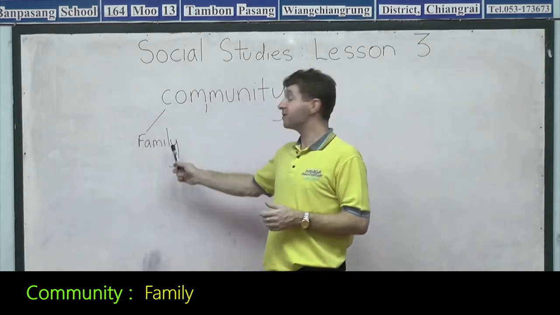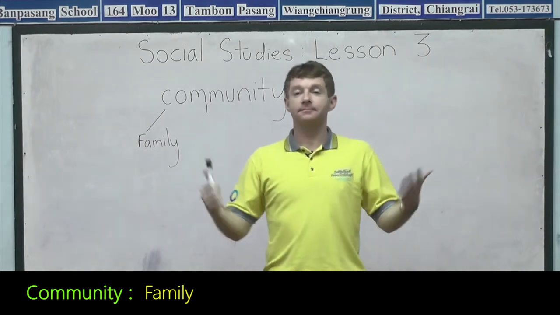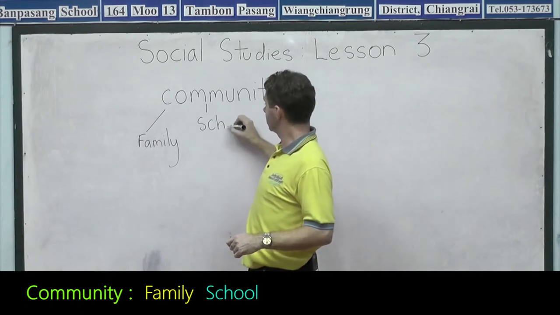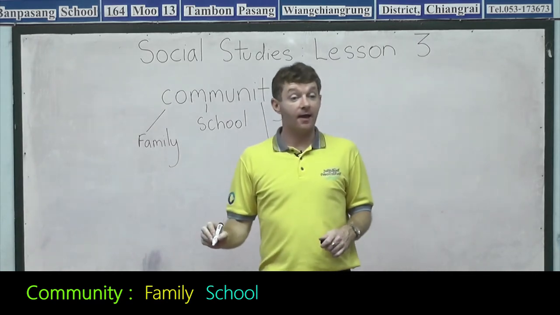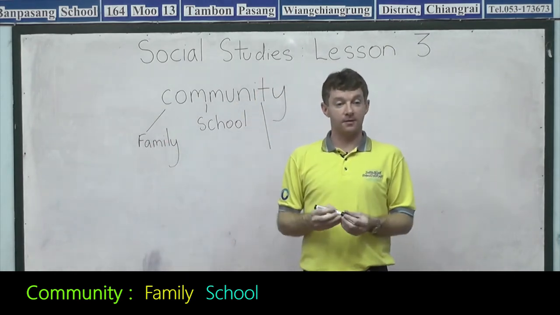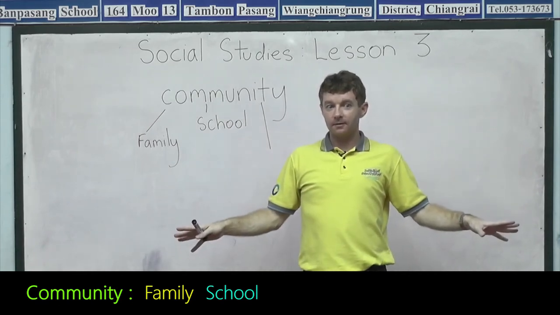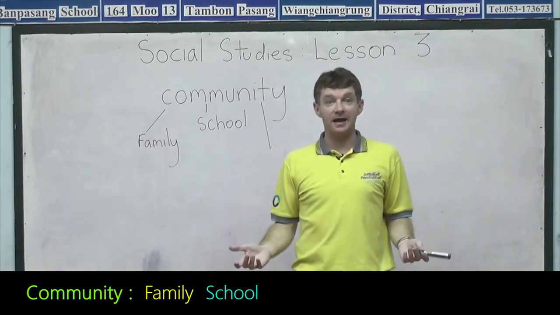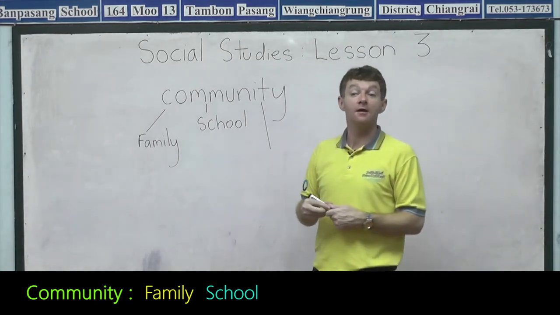Okay, so we have family, community. Any other examples? School. Excellent. S-C-H-O-O-L. School is a community. Family is a community. How about, remember about countries? Where are we now? Thailand. So Thailand is an example of a community, a large community, because it's a country.